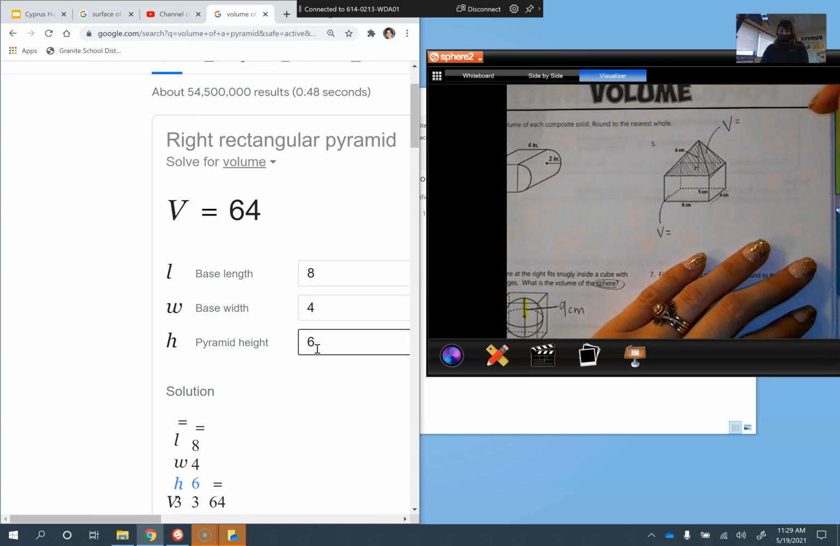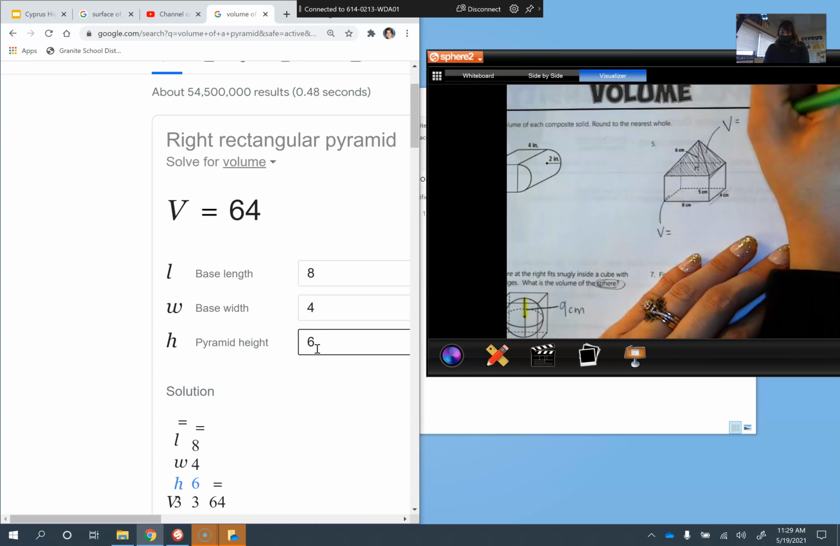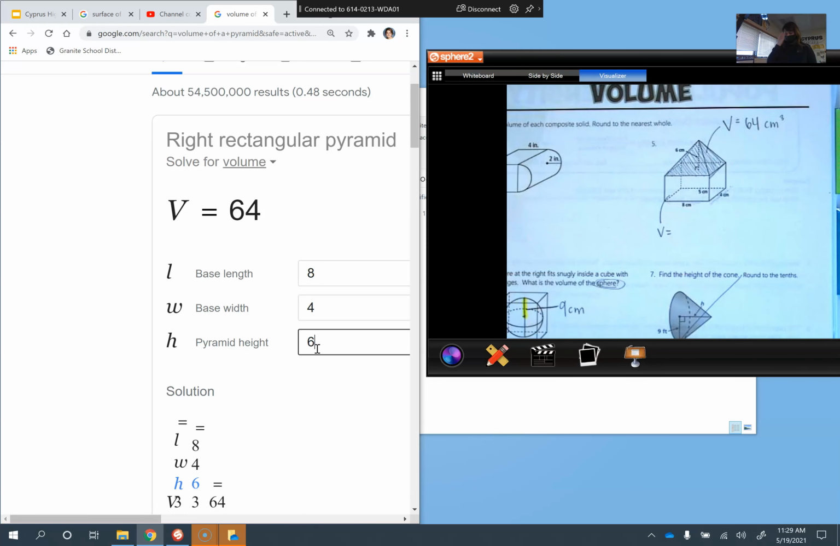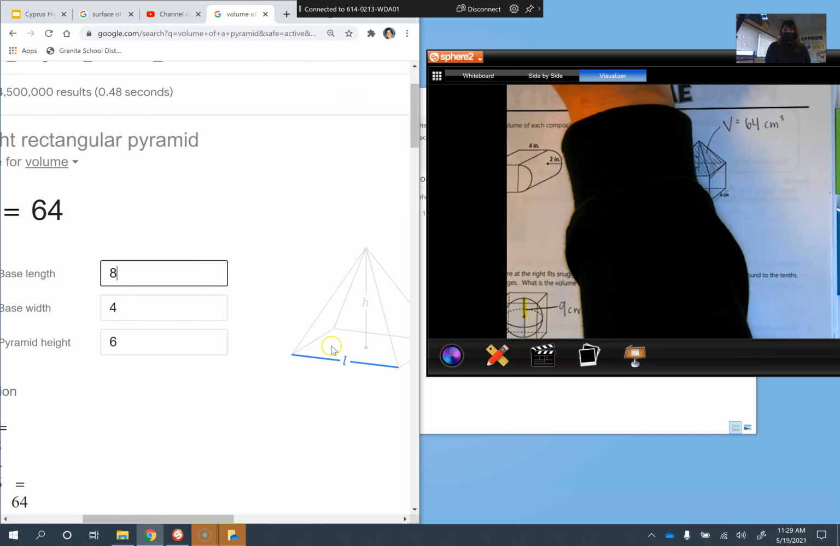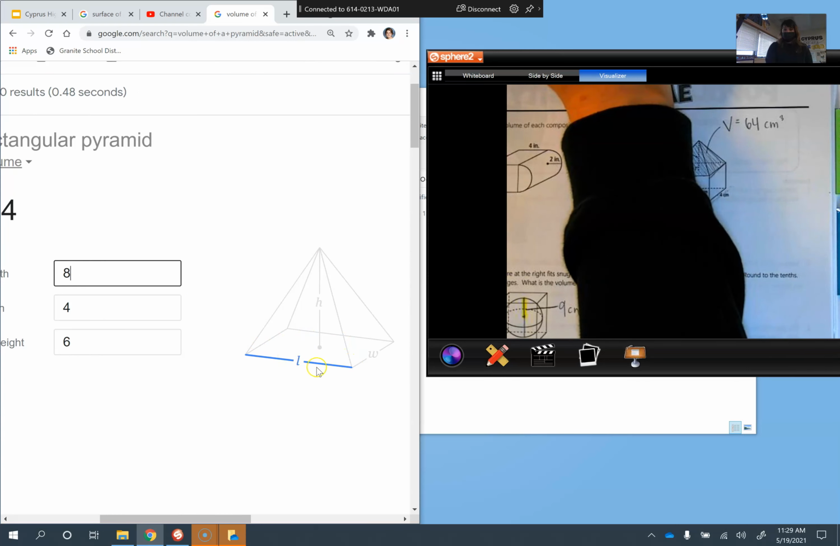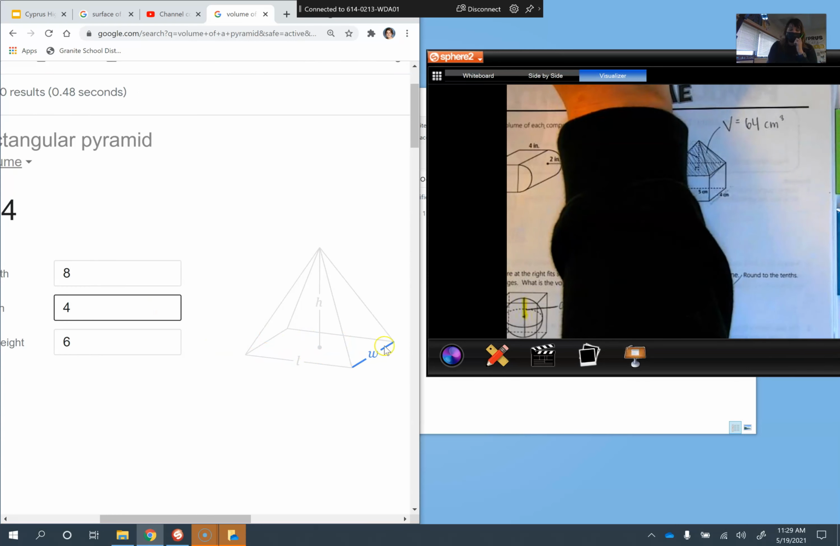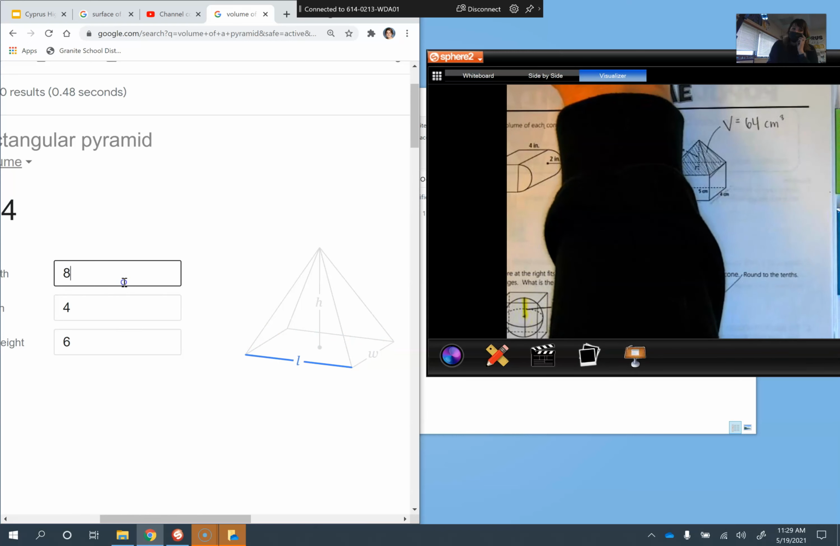So for the pyramid, we get 64 centimeters cubed. When you click on the different measurements, remember that Google will highlight that side for you. So if you're confused about which one they call the length and which one they call the width, Google will highlight it.